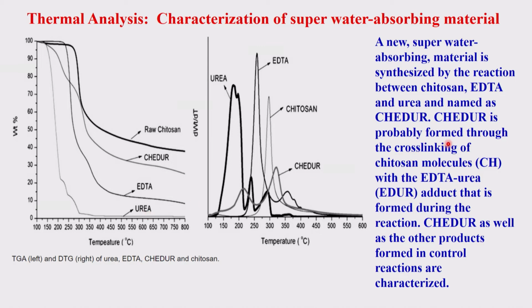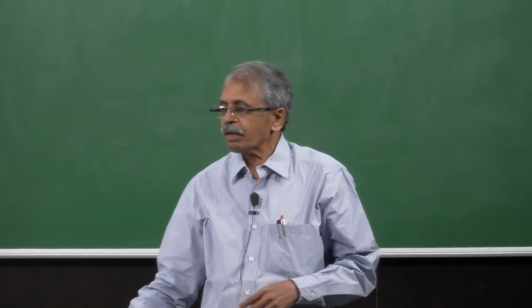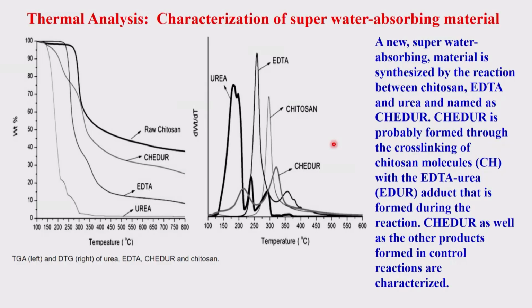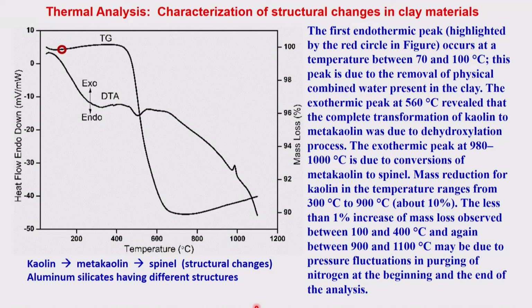What is happening is that when you blend them together, it forms through the cross linking of the chitosan with the EDTA urea, and that is what forms this compound. So, depending upon the extent to which you have used each of them, their cross linking and the pores that are formed, your water absorbing ability will change. So, if you are a manufacturer, you can use these parameters. And if somebody wants to look at the quality control of that, they will again look back into the thermal analysis and work that out too. Okay, so thermal analysis, some examples even for clays.